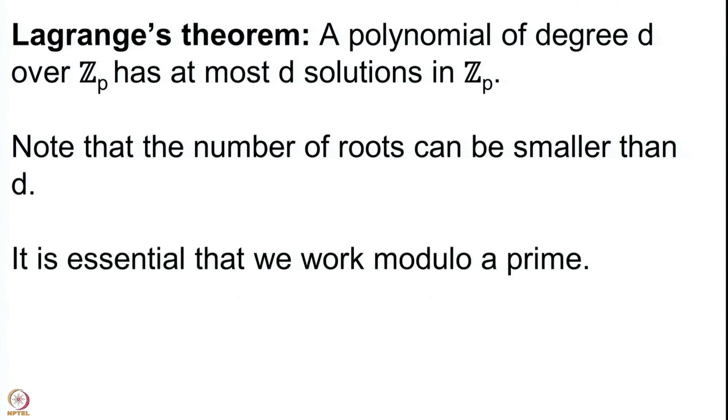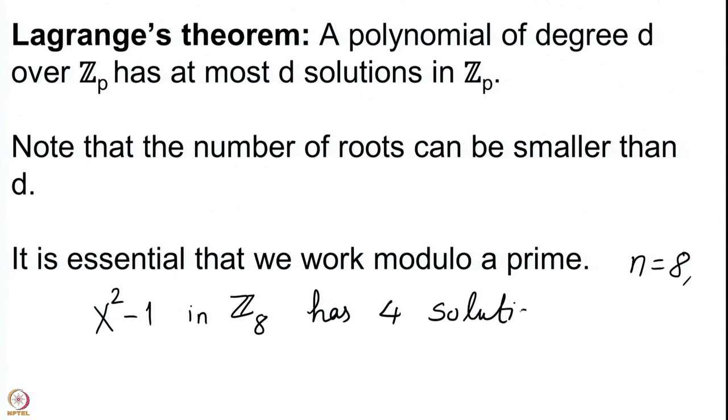What if we work with something which is not a prime? Does this result still hold? No, it is important that you work modulo a prime. If you take n equal to 8, we can solve the equation x squared congruent to 1 mod 8. So x squared minus 1 in Z_8 has 4 solutions, 1, 3, 5 and 7. You have 4 solutions which is bigger than the degree. So indeed it is very much important that you work modulo a prime. If you work modulo a composite number, then Lagrange's theorem need not hold.